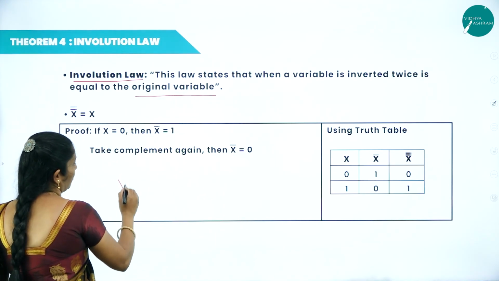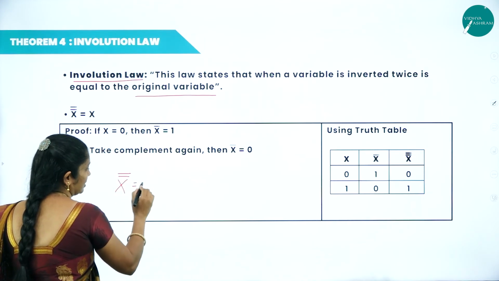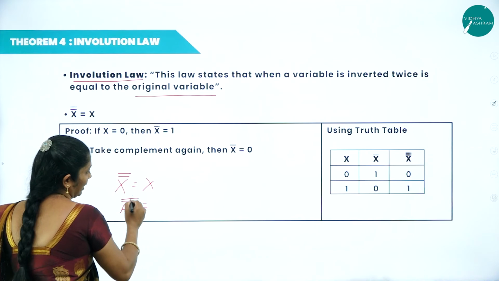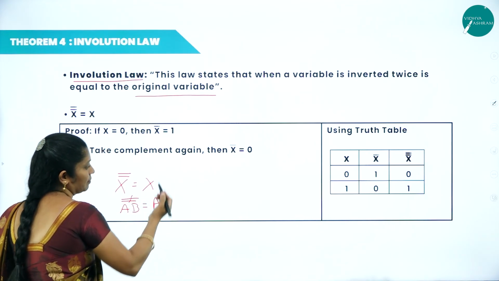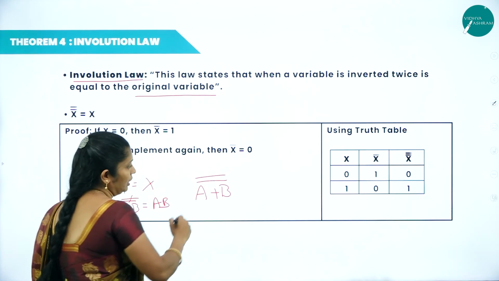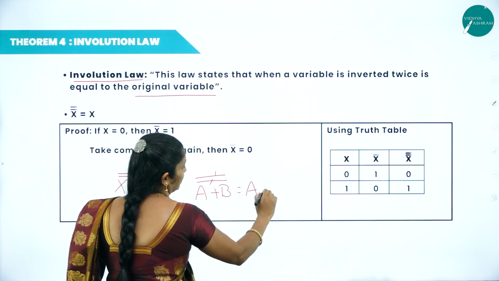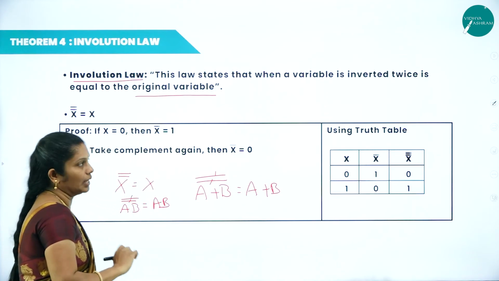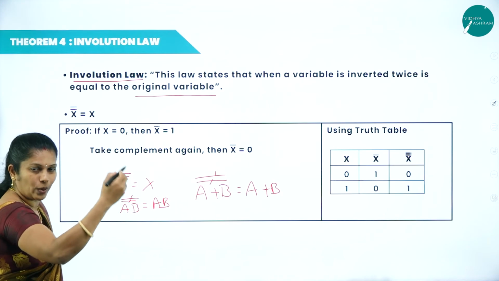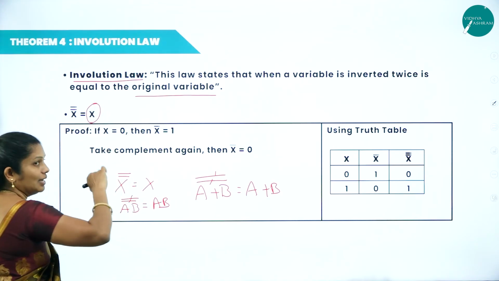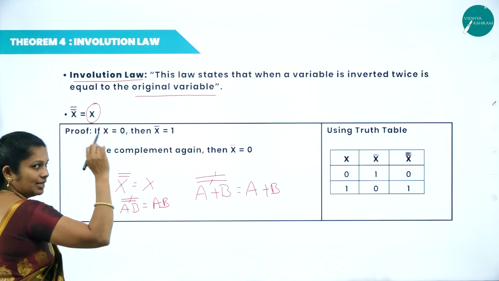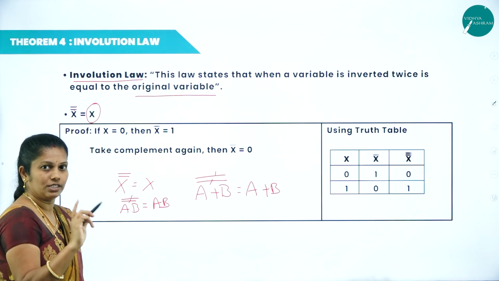For example, if I have x double bar, that is x only. If I have AB double bar, that double bar will cancel, then you are going to get AB only. For example, if you have A plus B whole double bar, the double bar will cancel, then it represents A plus B only. That's regarding the involution law. When the variable is complemented twice, then you are going to get the final original value only.